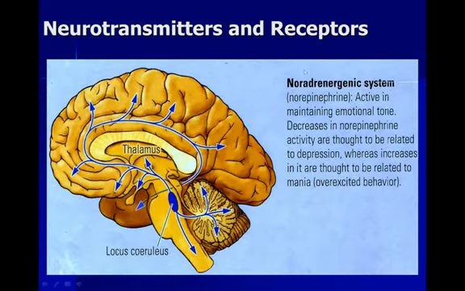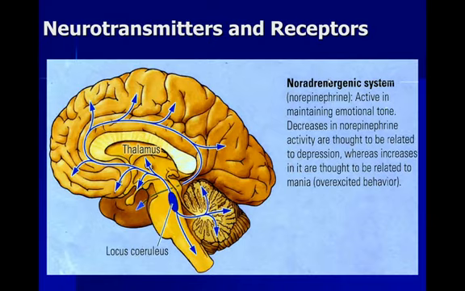Big part of these are things like the norepinephrine system, or the noradrenergic system, which is active in maintaining emotional tone. Decreases in norepinephrine activity are related to depression, whereas increases in norepinephrine are thought to be related to mania. When we talk about bipolar disorder, that'll become important. Norepinephrine is an important stress hormone.